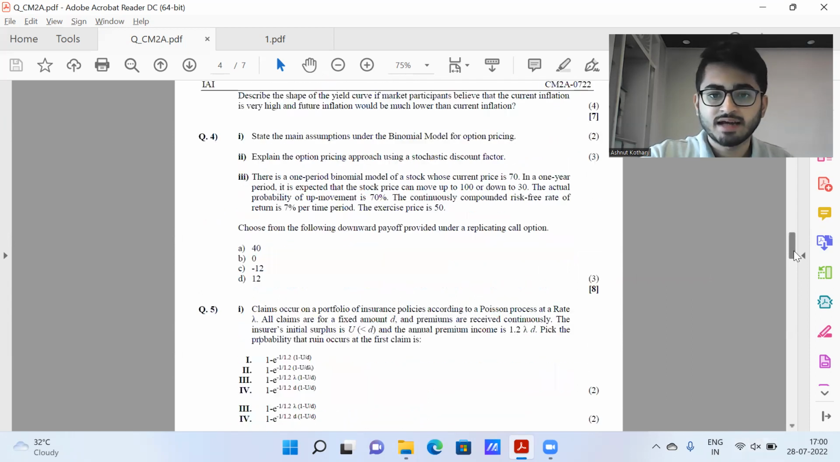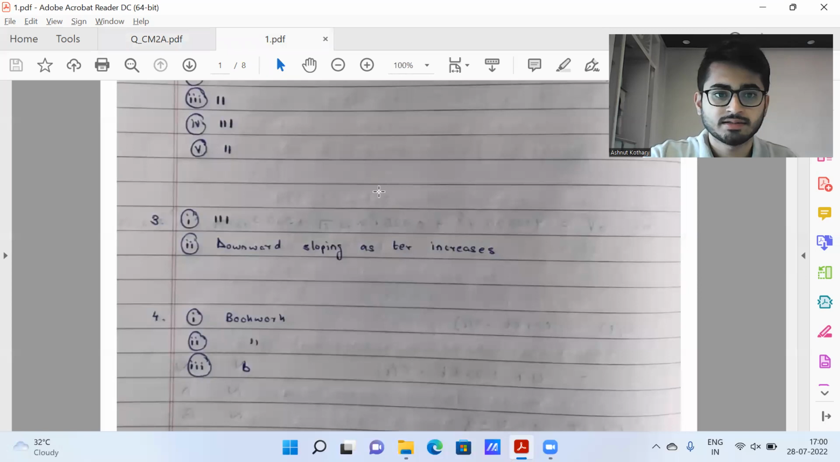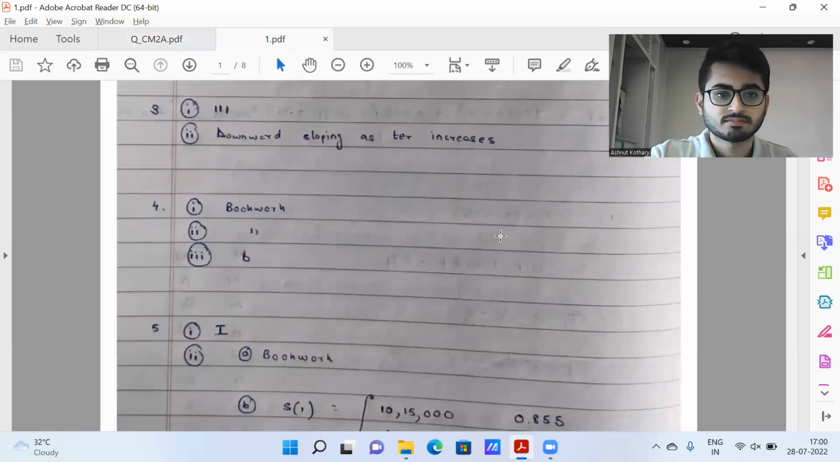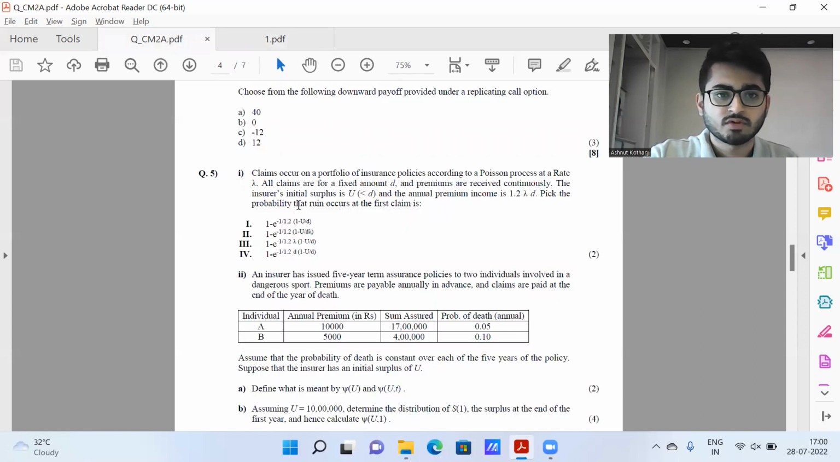Then question number 5 we have, it's a very standard question, I'll say. Probability of ruin at the first claim in case of fixed amounts, and then it's option number 1 over here. You all can solve it and you'll get this particular thing. It's using the direct formula.